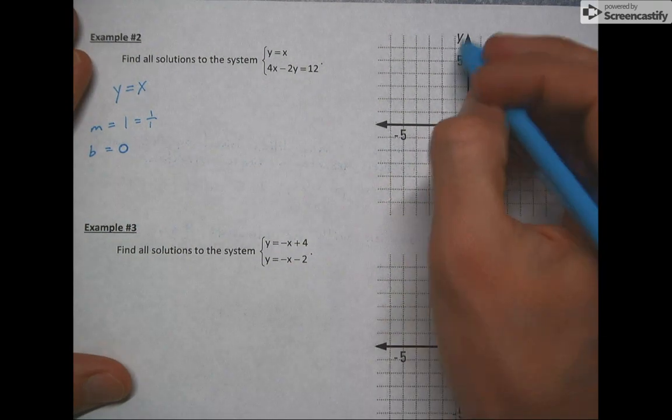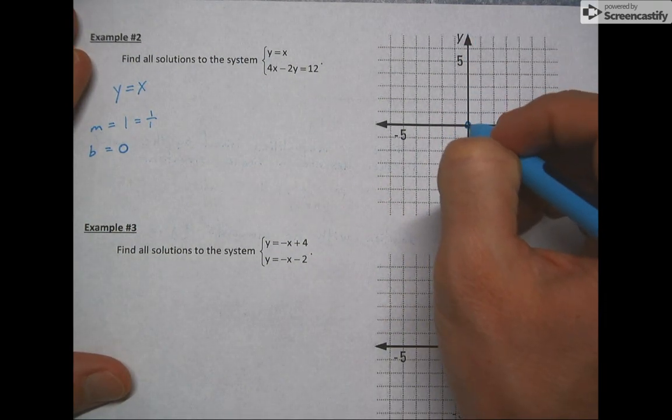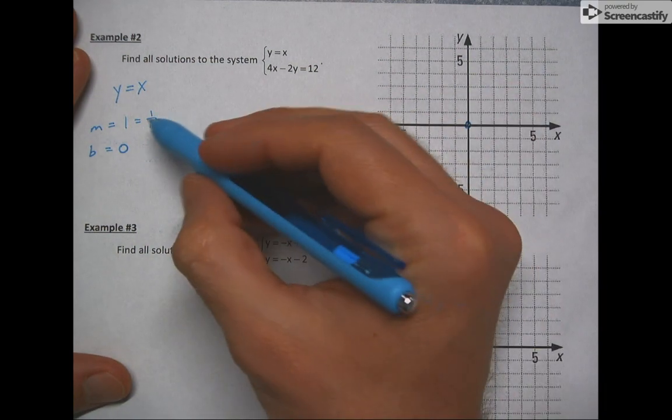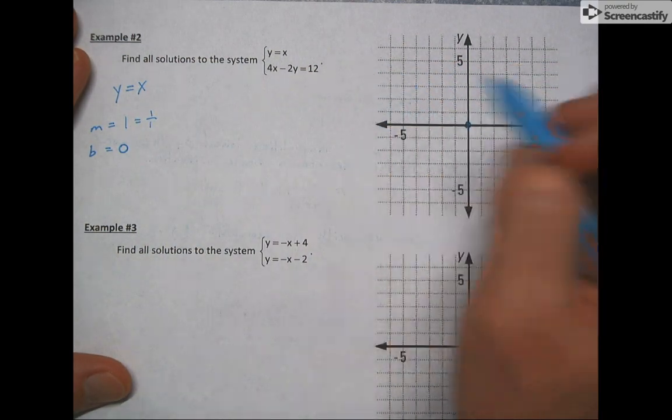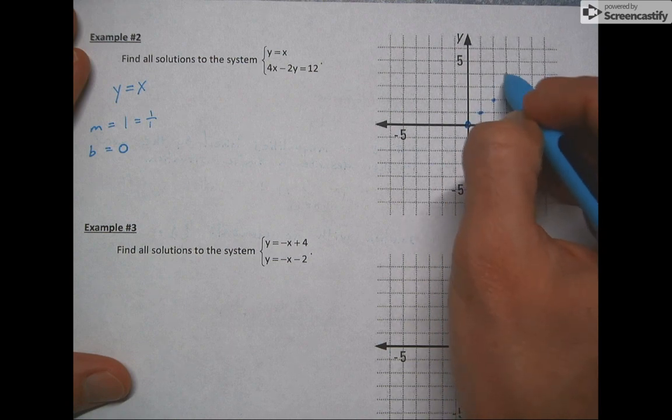So if I go over here to put this line on the graph, I'm starting at the y-intercept of 0, which is the origin right in the middle. And I'm going to use my slope of up 1 over 1. And my line's going to look like this.